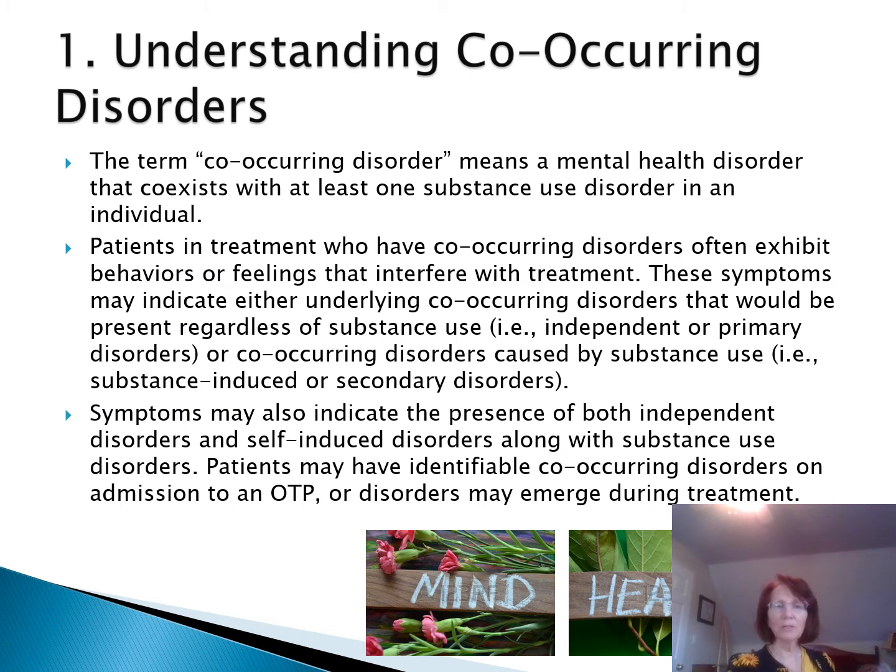The term co-occurring disorder means a mental disorder that coexists with at least one substance use disorder in an individual, such as cocaine dependence and bipolar disorder. Patients in treatment who have co-occurring disorders exhibit behaviors or feelings that sometimes interfere with treatment. In other words, they might have an increase in mental health symptoms, which may cause them to relapse, or their relapse may be due to not being on medication for undiagnosed mental health symptoms. Symptoms also indicate the presence of both independent disorders and self-induced disorders, along with substance use disorders.